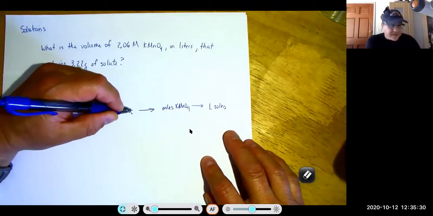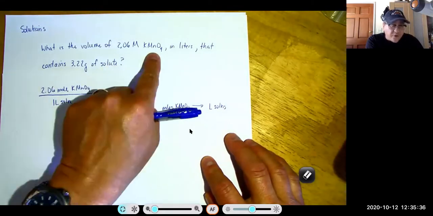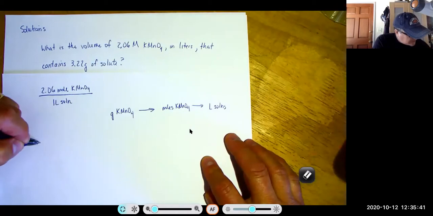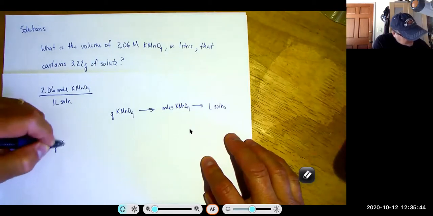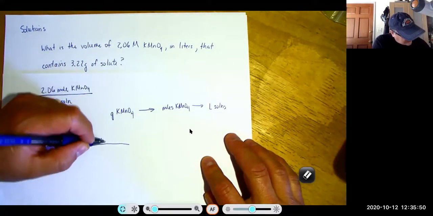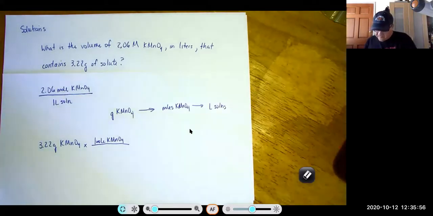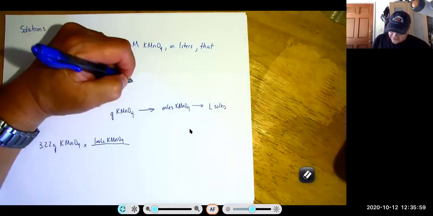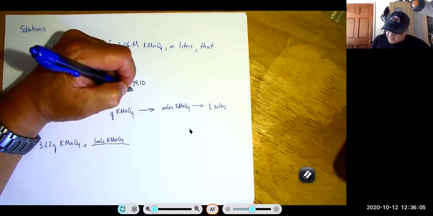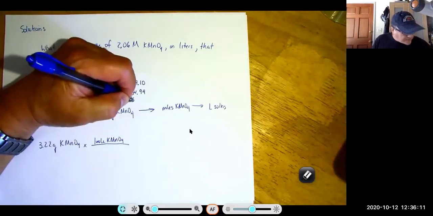Now this problem is a little tricky, and then it says 3.22 grams of solute. The KMnO4 is the solute. That is the dissolved material. Let's see, 1 potassium is 39.10. 1 manganese is 54.94. And 4 oxygens is 64.00.